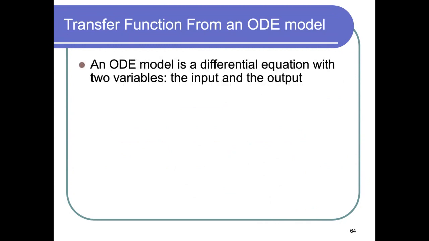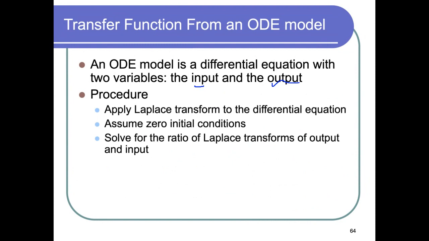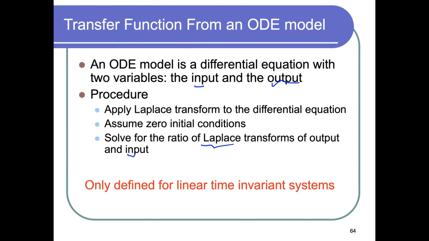Okay. So how do we get a transfer function from an ODE model, from an ordinary differential equation model? We have two variables, the input and the output in the differential equation. The procedure is as follows. You apply the Laplace transform to the differential equation. You assume zero initial conditions. Solve for the ratio of the Laplace transforms of the output and the input. And this is how we get the transfer function of the ODE. From that transfer function, we can do a lot of things. That's why we care about transfer functions. Again, transfer functions are only defined for linear time invariant systems.